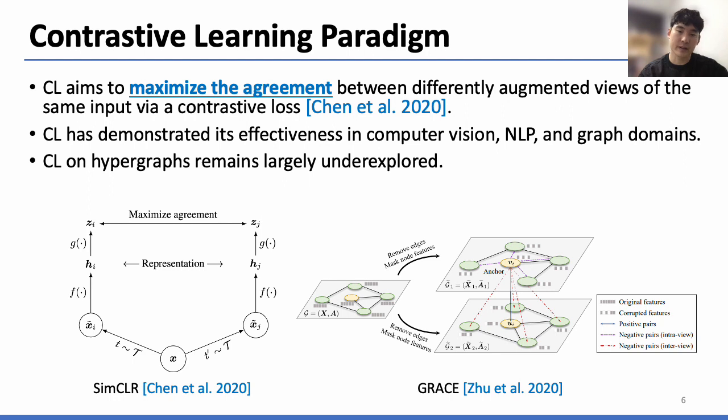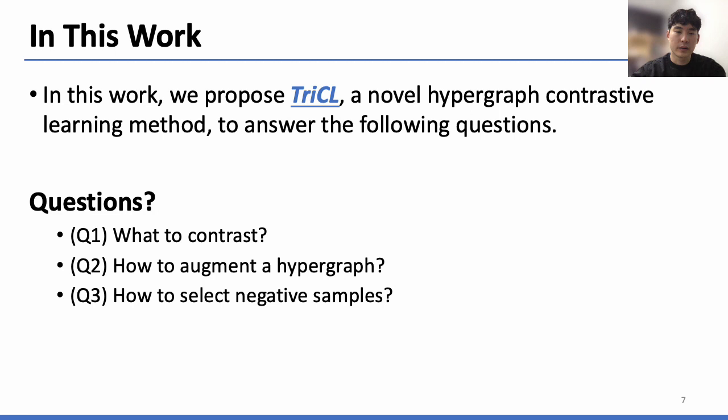Contrastive learning has demonstrated its effectiveness in computer vision, NLP, and graph domains. Despite the development of contrastive learning in other domains, contrastive learning on hypergraphs is still in its infancy. In this work, we propose TriCL, a novel hypergraph contrastive learning method, to answer the following questions. First, what to contrast? Second, how to augment a hypergraph? Third, how to select negative samples?